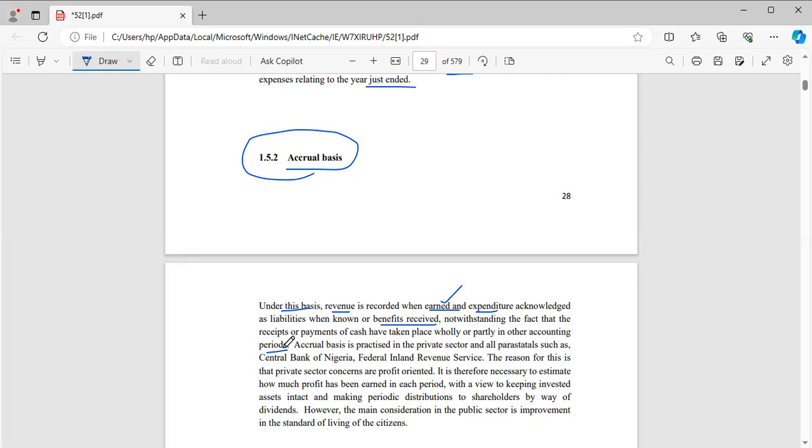So we record revenue when we earn it because we have done the job. Then we record the expenditure when we incur it. Like that school I supplied the laptops to, they have not yet paid me, but their accountant is going to record that they have incurred expenditure because they have received service from someone they ought to pay, even though they have not paid. It's as easy as that. So under accrual basis, revenue is recorded when earned, while expenditure is recorded when incurred.